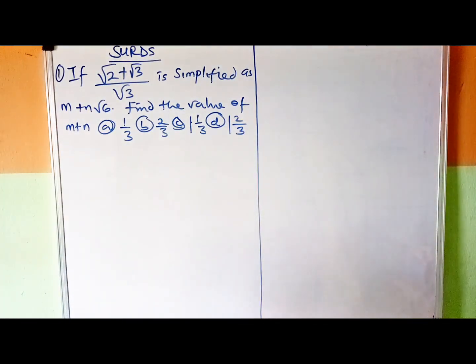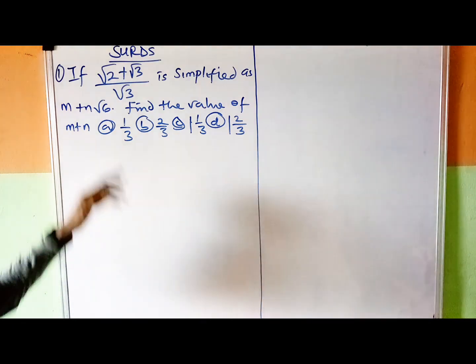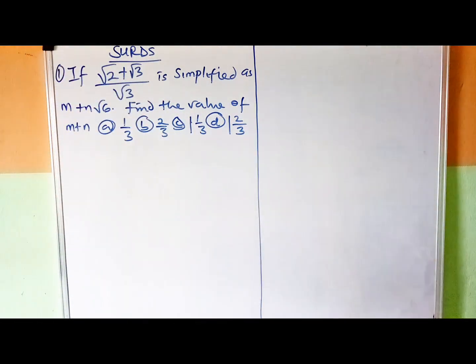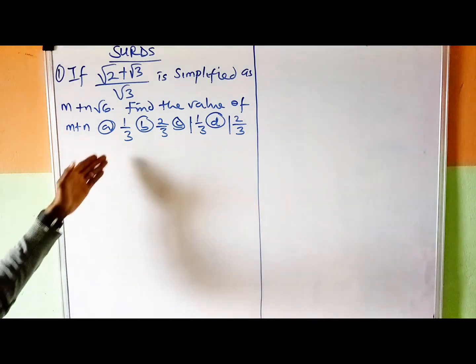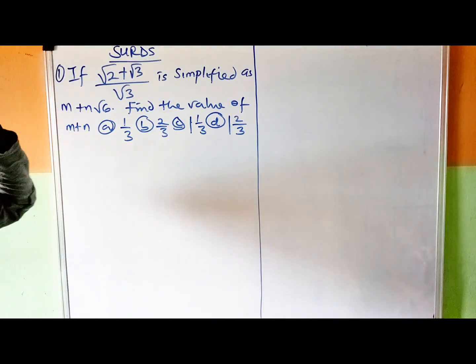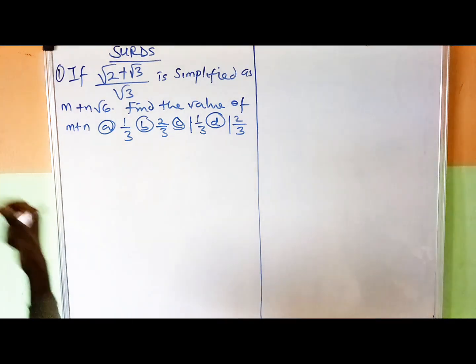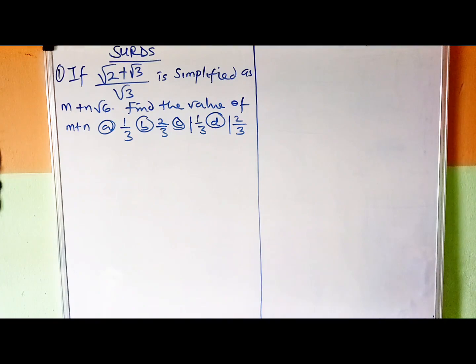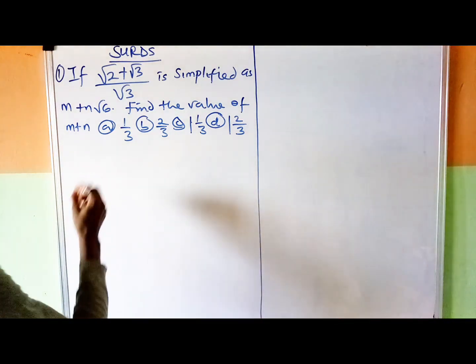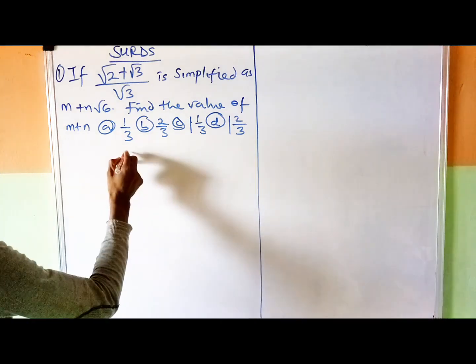If root 2 plus root 3 divided by root 3 is simplified as m plus n root 6, find the value of m plus n. Option A, 1 over 3, B, 2 over 3, C, 1 whole number 1 over 3, D, 1 whole number 2 over 3. So how do we answer this question?